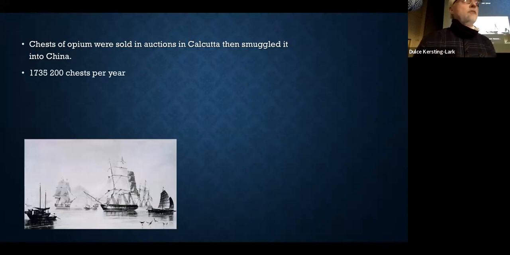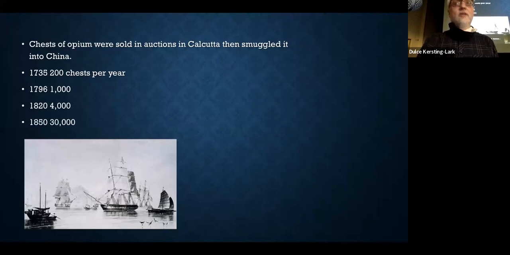And so in 1735, this is when they really start bringing it in, these chests, about 200 chests per year are brought into China. By 1796, about 1,000 chests a year. And then in 1799, the Chinese government really tries to stop this whole thing because so much is coming in. By 1820, it's 4,000 chests a year are being smuggled in. By 1850, it's 30,000 chests a year are being brought in. And so it really increases. And this is just to China. This doesn't include the other market. I'm just using China here as the example. And so it's pouring in as part of this and becoming quite common.